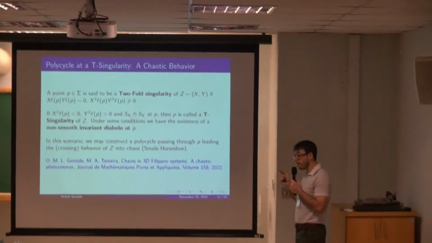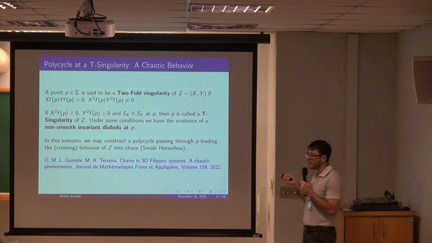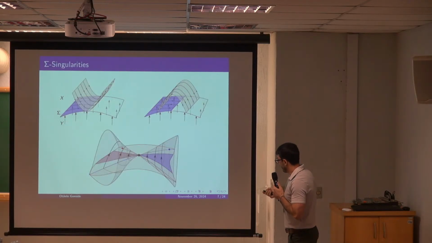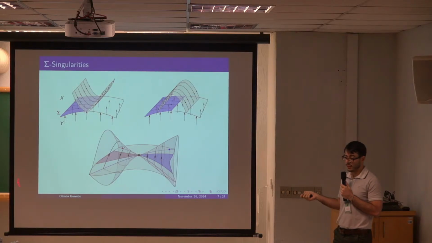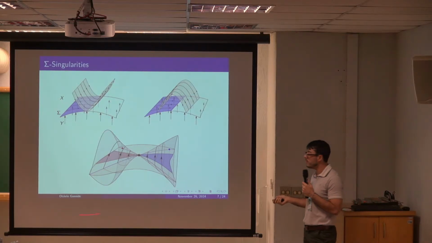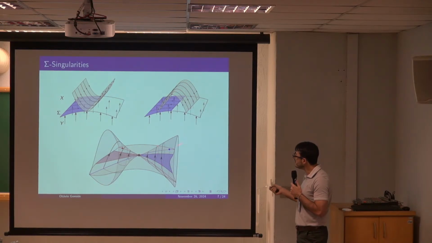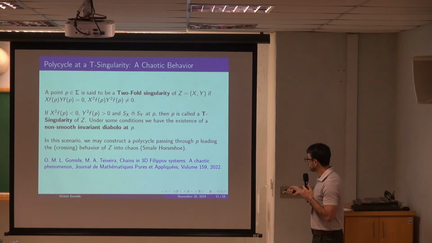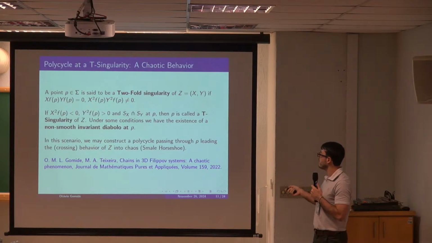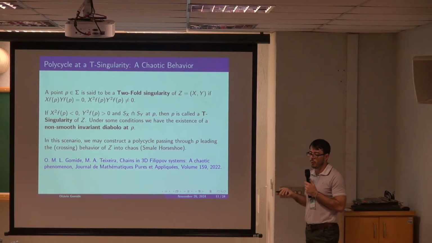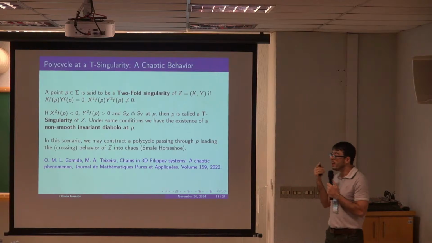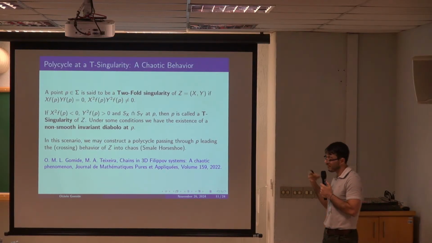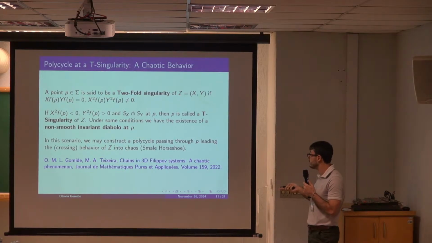Another kind of more complex polycycle that we can have is, of course, the Teixeira singularity. When we have a Teixeira singularity with the presence of the non-smooth diagonal, we have the local invariant manifolds. So here we can also impose a global connection between them. And under certain generic conditions, we can construct a polycycle. In this case, generically, we don't have only one polycycle. We have to have at least two, or an even number of polycycles.